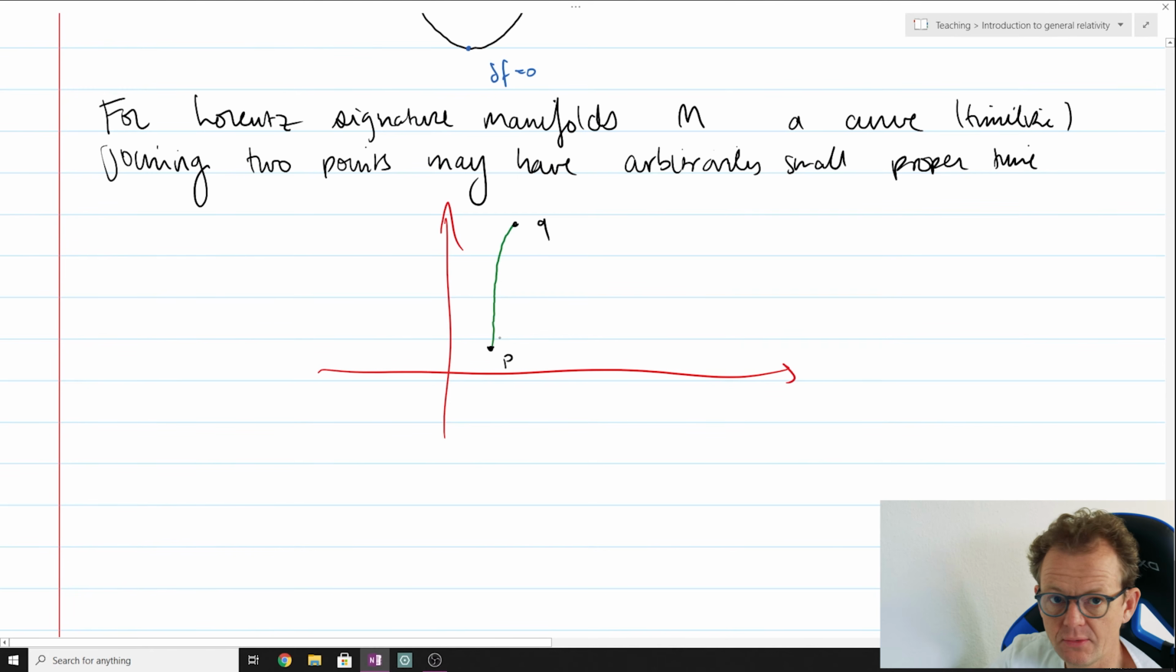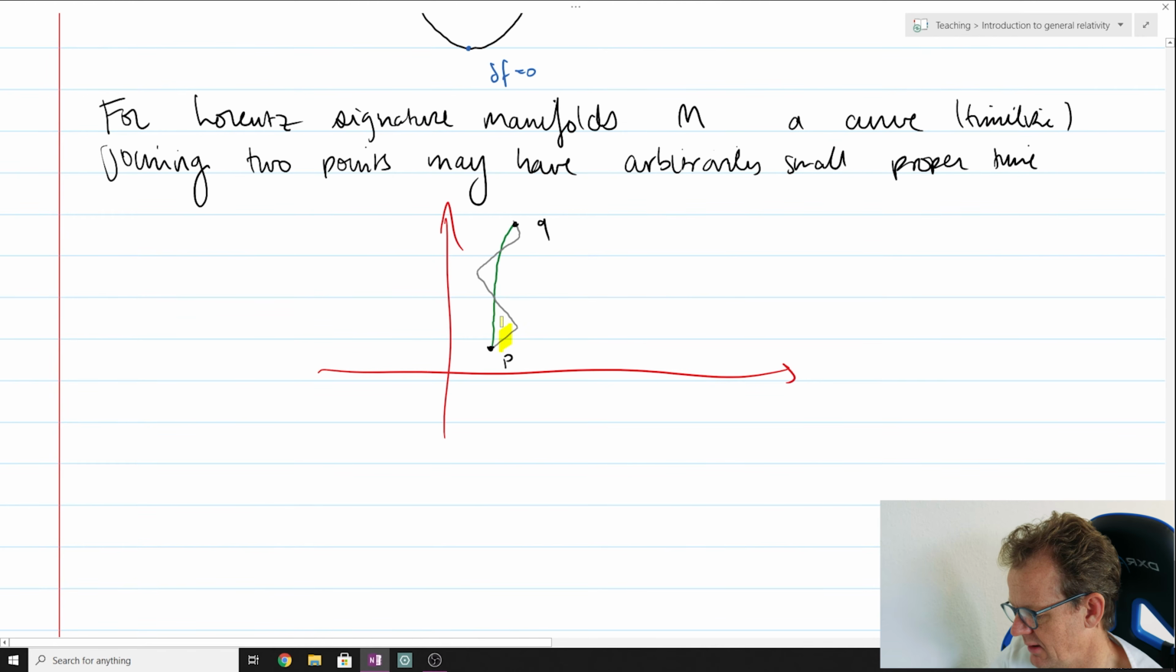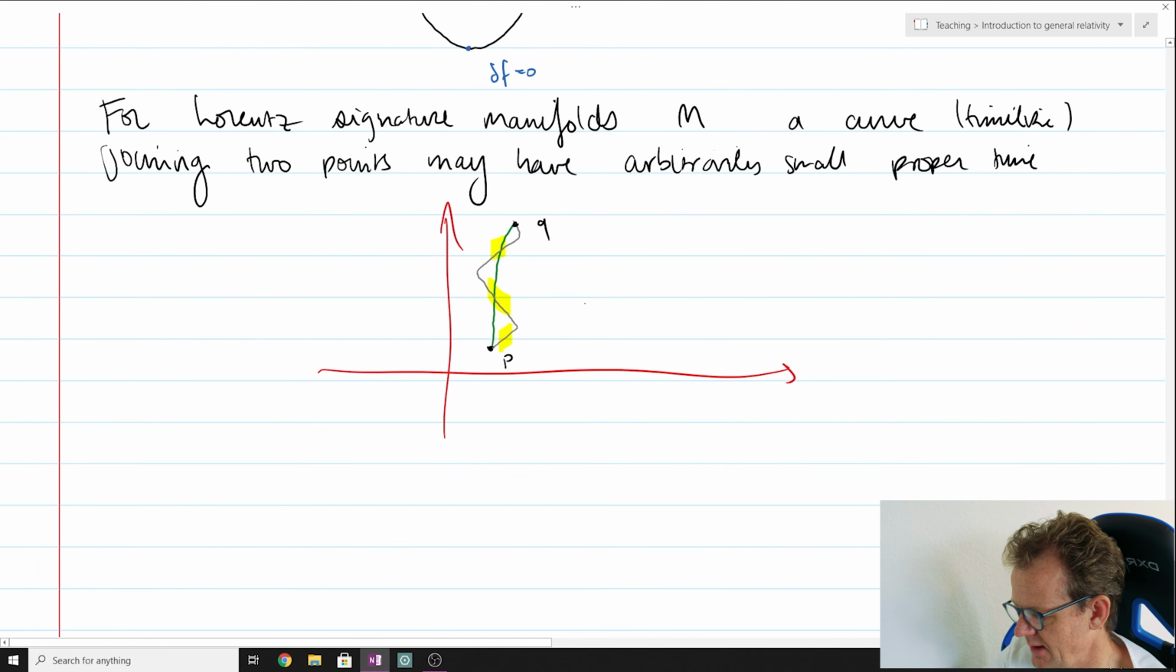This is also a curve joining P and Q, and it's physical. It's nearly null, and then it flips around to going nearly the speed of light here, and then flips around to going nearly the speed of light here, and then goes up nearly the speed of light here. That actually has a lower proper time, because along these nearly null segments, the proper time is arbitrarily small here, here, and here. So this gray curve has smaller proper time.